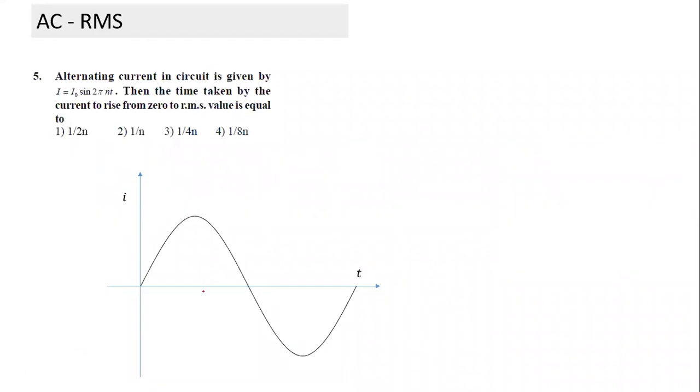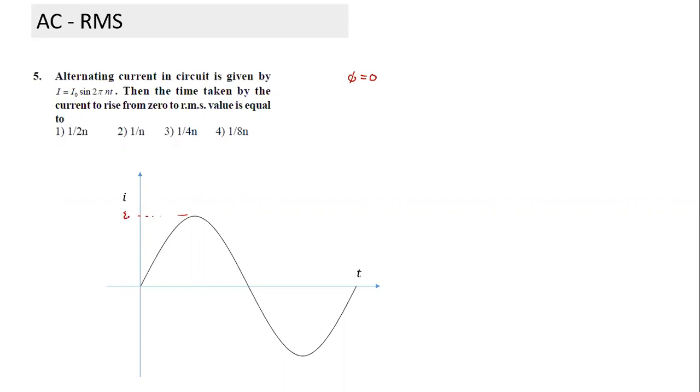Now coming back to a simpler question, an alternating current signal is given like this. This question is fairly simple. What is the time taken for current to rise from 0 to RMS value? And what is the RMS value? In this case, what is the initial phase? Initial phase is 0. So phase constant is 0 here. If I have to visualize, the curve will be like this. This is how the curve is, and this is the maximum value.